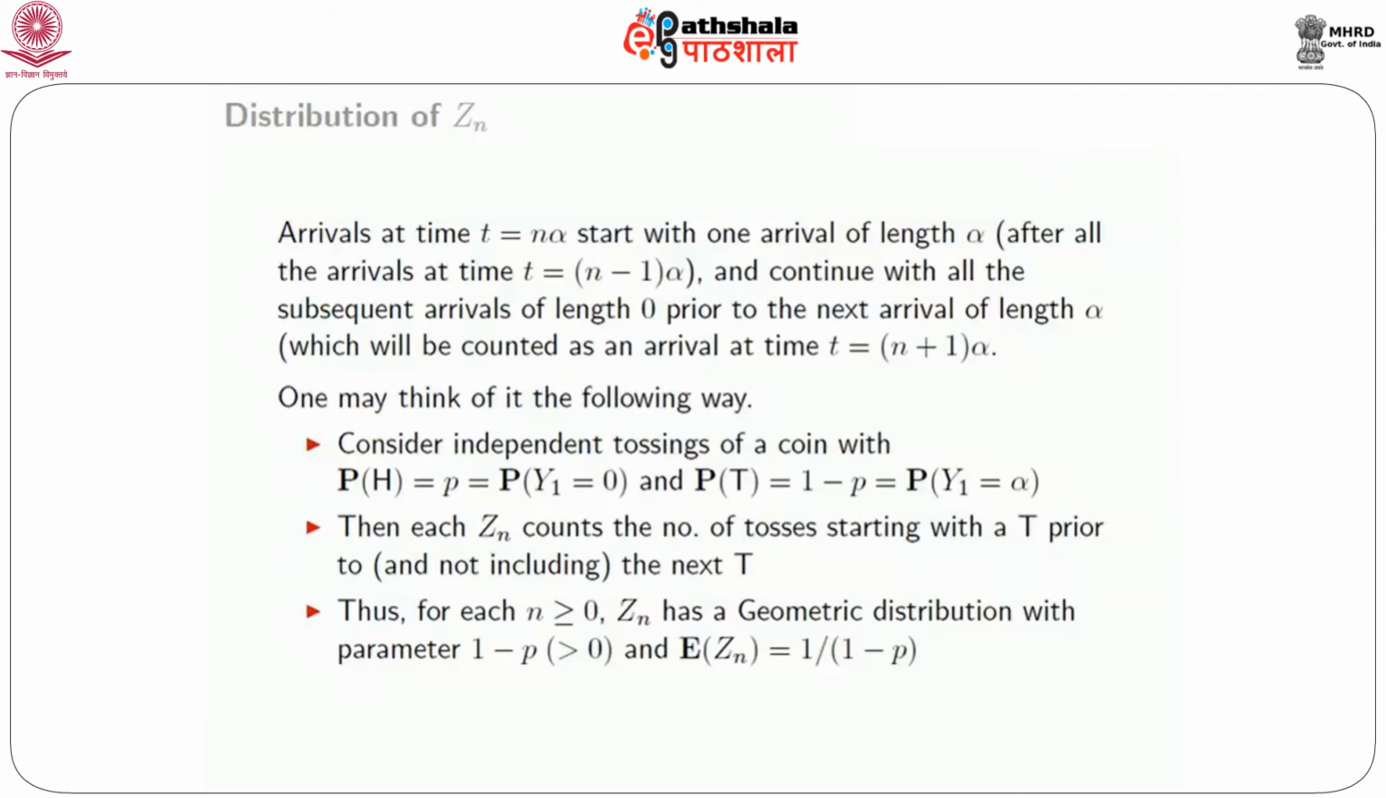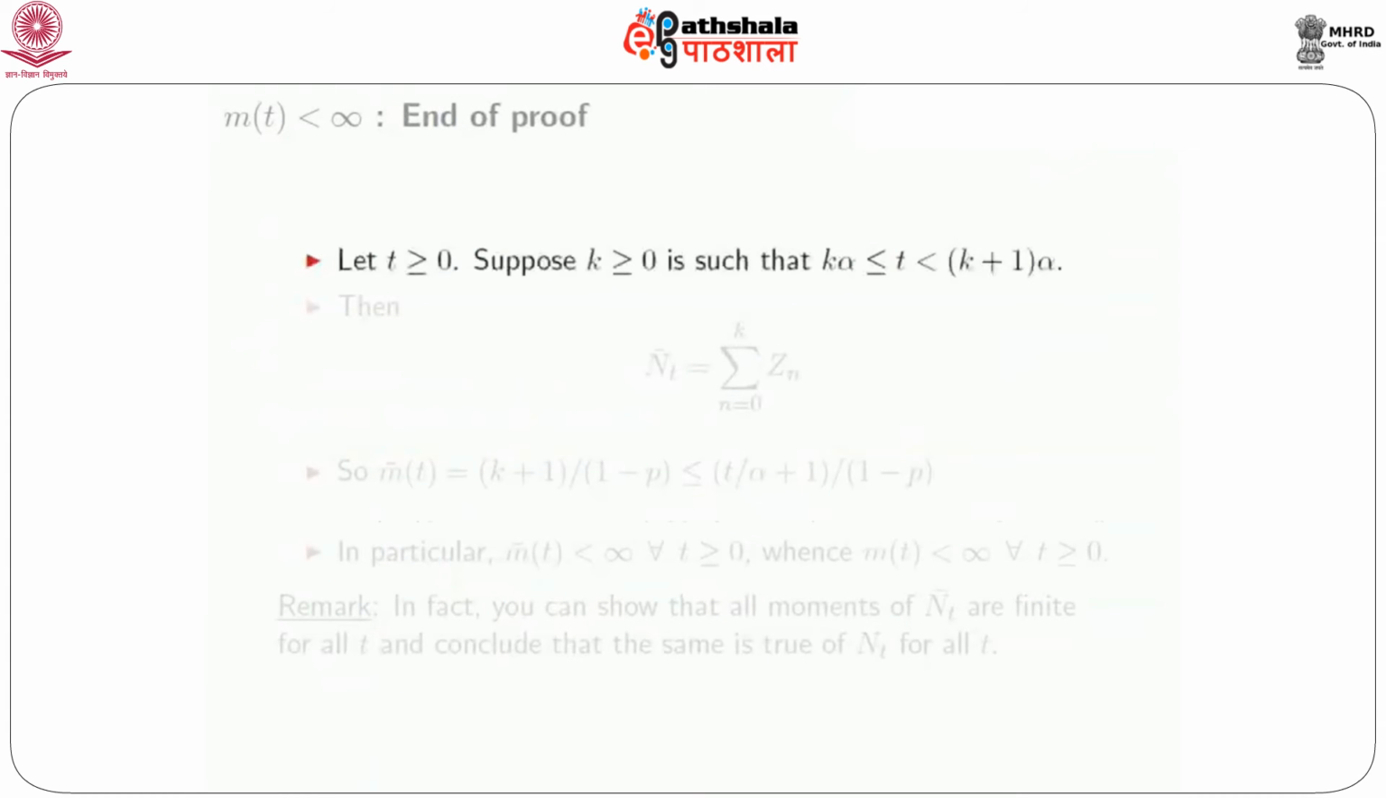So Zn counts the number of tosses, the number of arrivals starting with an arrival of length alpha, interarrival of length alpha, prior to the next interarrival of length alpha. That's exactly what it is. Then you can easily see, I mean, the number of tosses starting with a tail prior to but not including the next toss, next tail. Of course, that's a geometric distribution with parameter 1 minus p, and the expected value of this Zn is 1 over 1 minus p. So it's as simple as that.